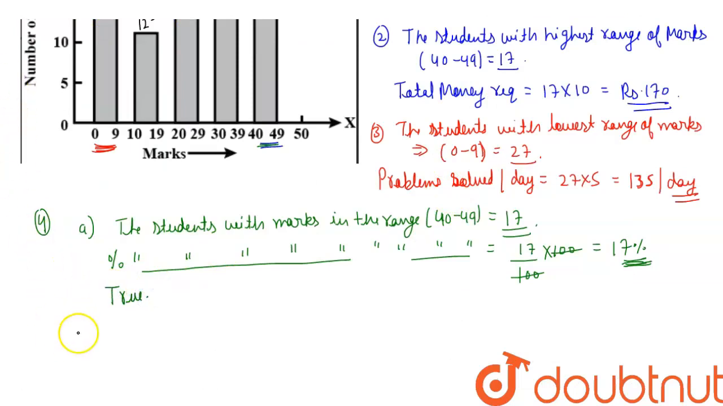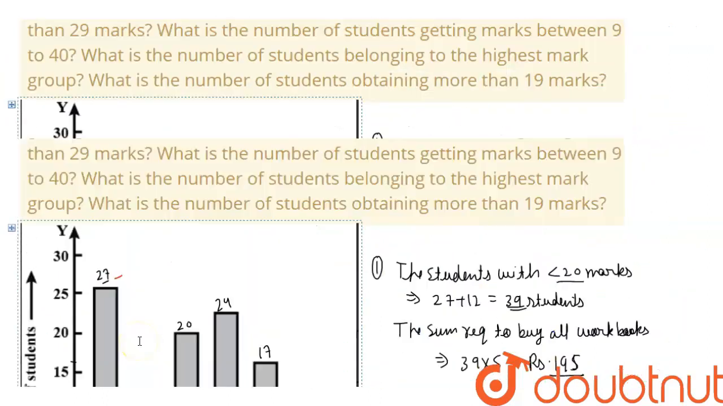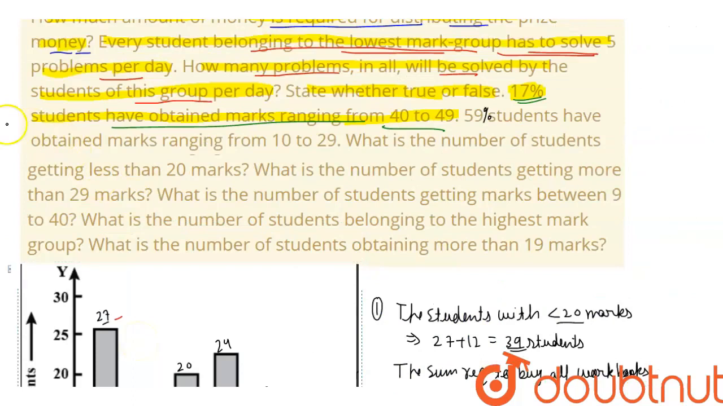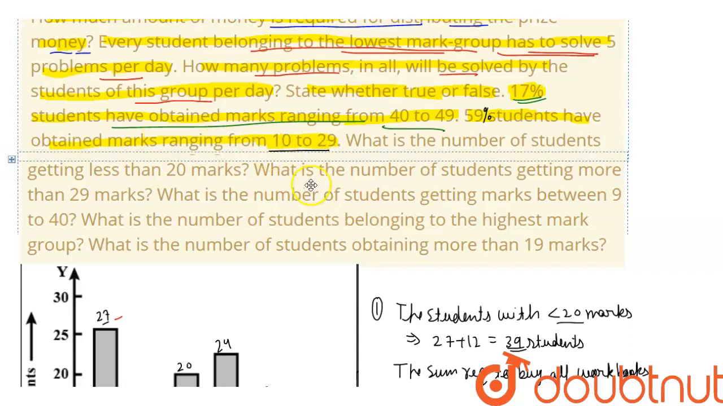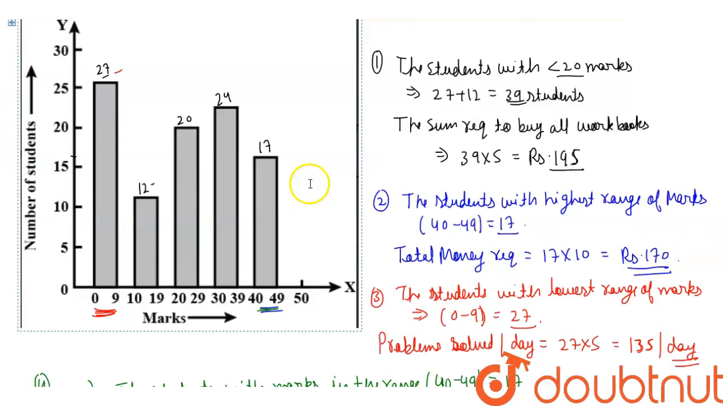Now after this we are going to focus on the second true-false statement given to us in the question. In the second statement they have given us that 59% of students have obtained marks in the range 10 to 29. So now they are talking about those students who have got marks in the range from 10 to 29, starting from here and ending at this point. In this range there are a total of 12 plus 20 students.